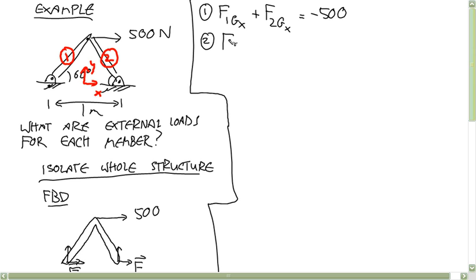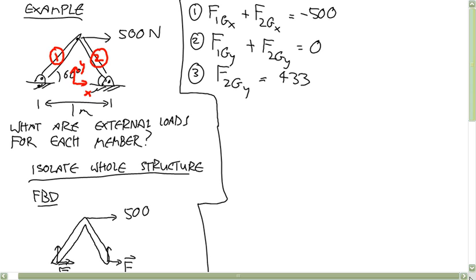We have f1gy plus f2gy is equal to 0. And we have f2gy is equal to 433. Yep, and then you can solve for f2gy, but you can't do anything with the x's. That's right. At this point you could. I'm not going to do that yet.